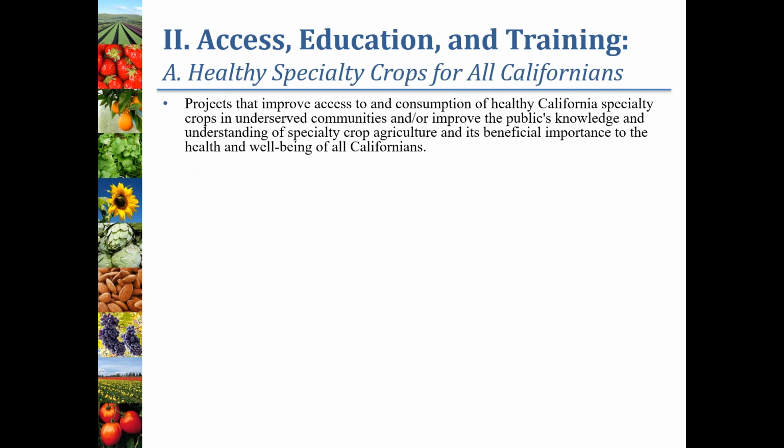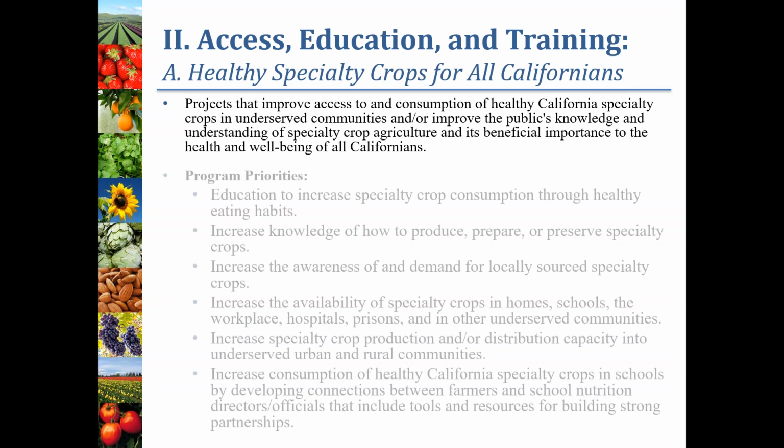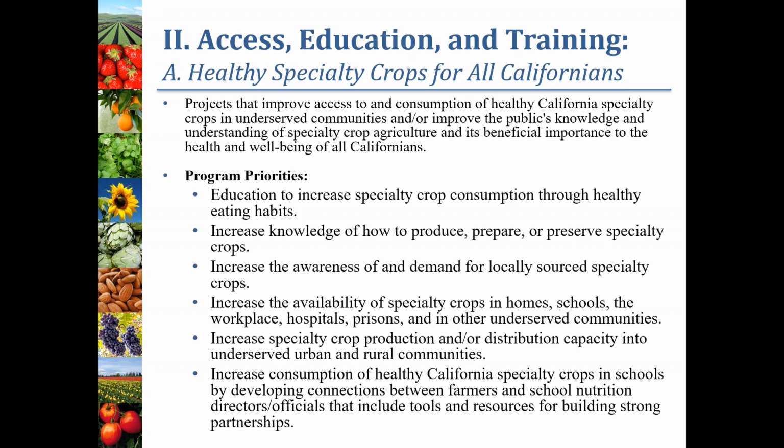Next, we have Funding Area 2, Access, Education, and Training. Category A is Healthy Specialty Crops for All Californians. Projects submitted in this category should improve access to and consumption of specialty crops in underserved communities and/or improve the public's knowledge and understanding of specialty crop agriculture and its beneficial importance to the health and well-being of all Californians. There are 6 program priorities in this category.